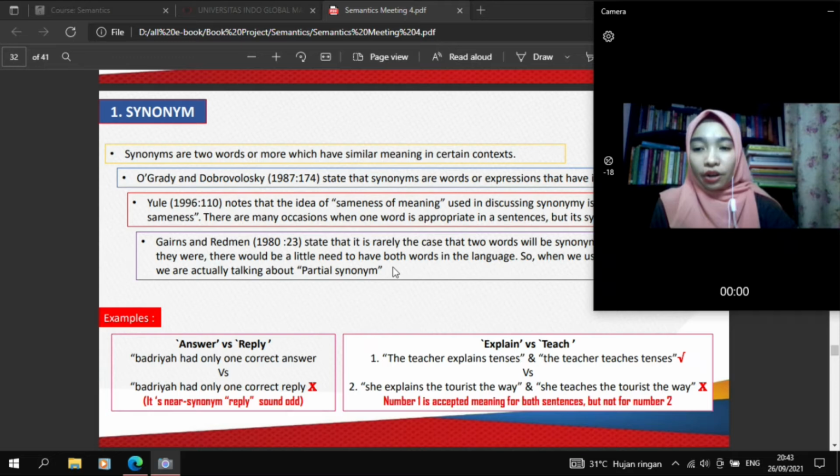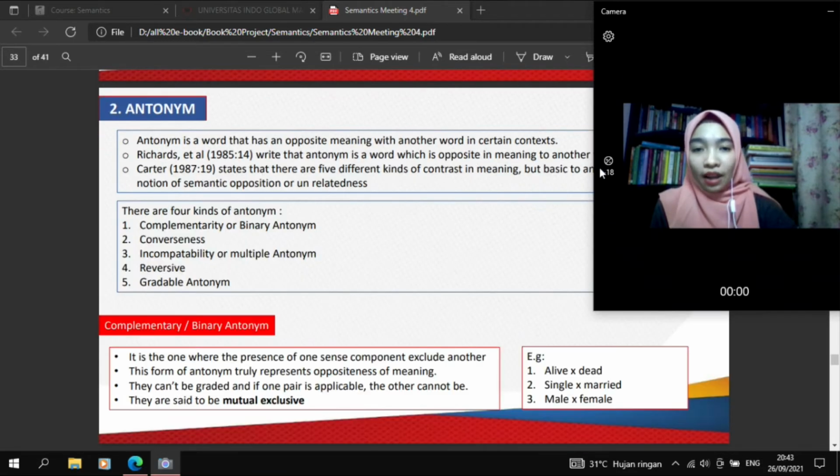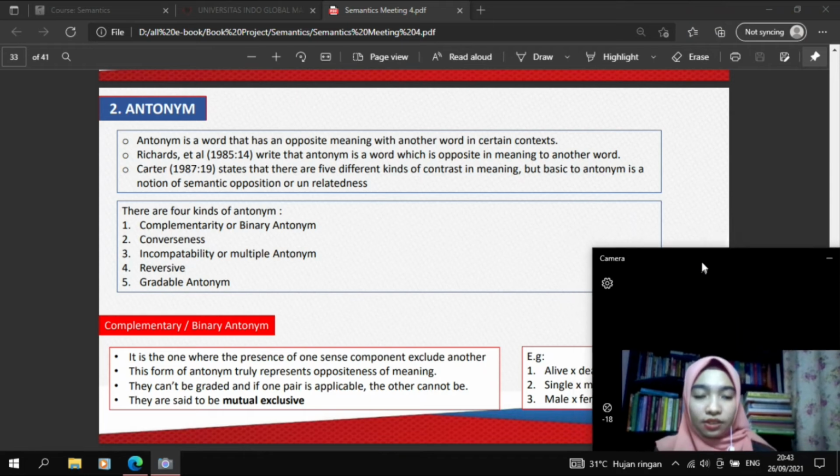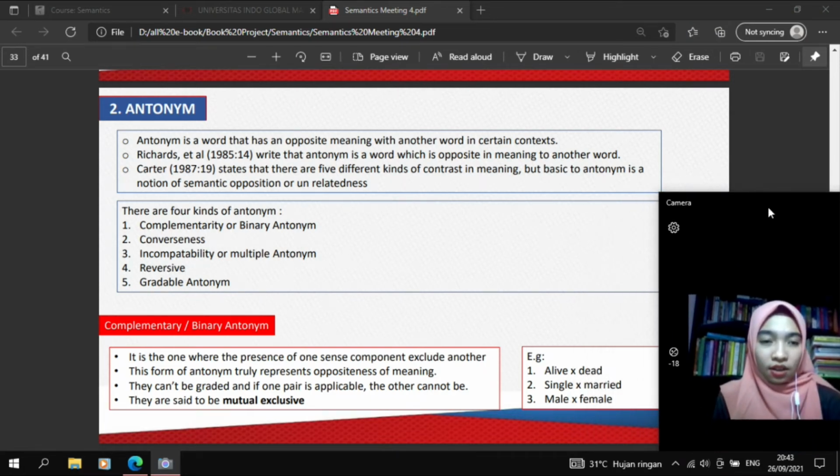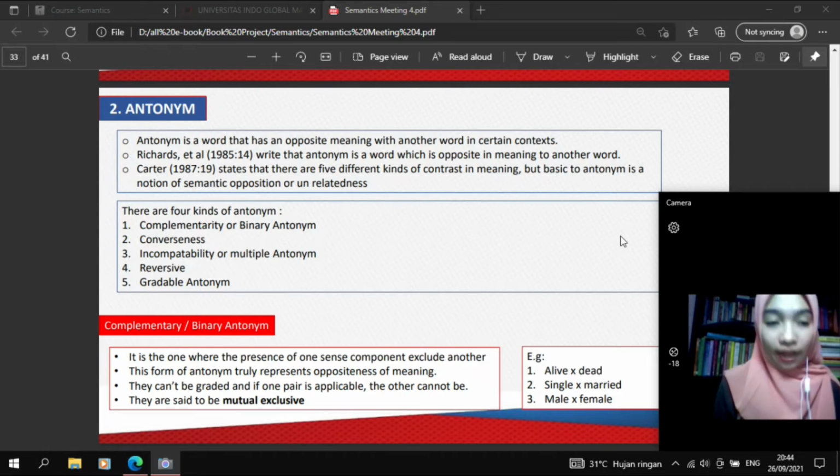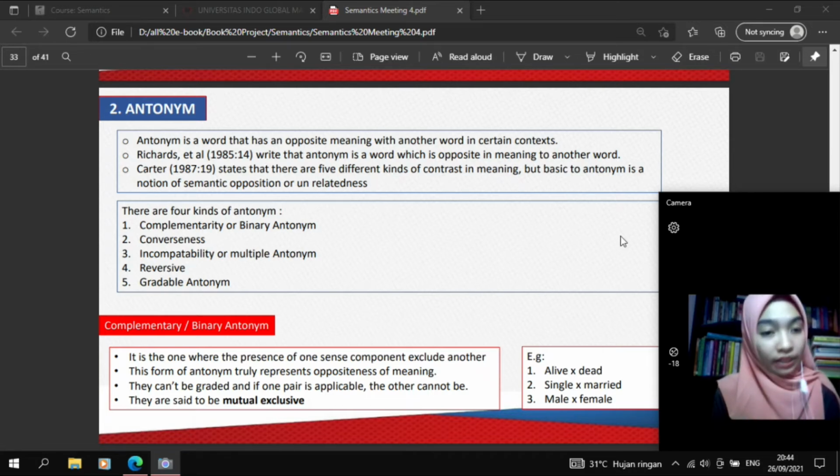Now, we are moving to antonym. Maybe some of you remember in your elementary or senior high school, it is said that antonym is lawan kata. But actually it's more than just lawan kata. Why do I say so? Because we have kinds of antonym.